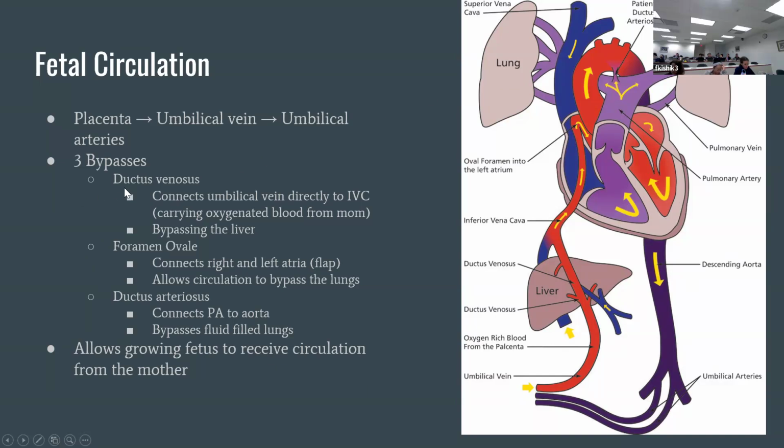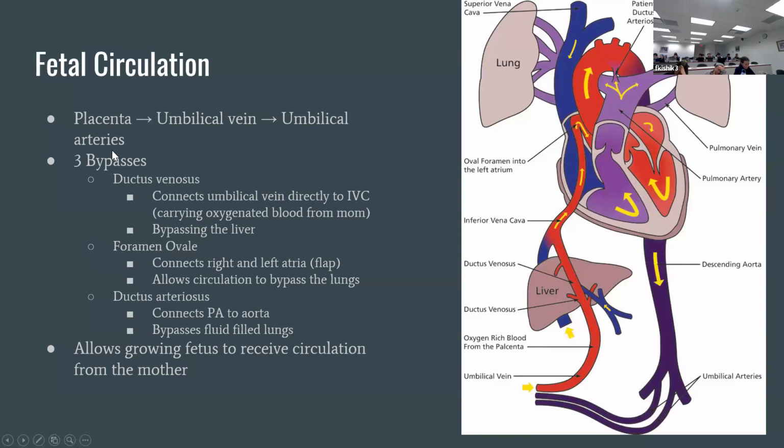So the fetuses have ductus venosus, again, that bypasses the liver, that brings the oxygenated blood to the heart. The foramen ovale, which allows that oxygenated blood to enter the left side of the heart, and then to the aorta where it perfuses everything. And then the deoxygenated blood also mixes with the aorta and comes back to the placenta. So this allows the growing fetus to receive circulation from the mother.